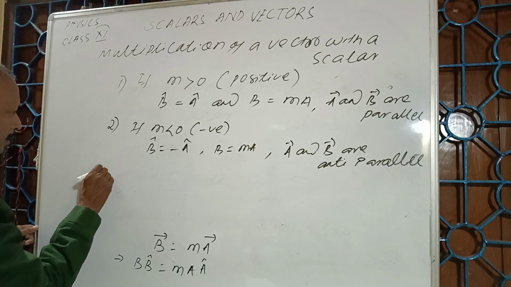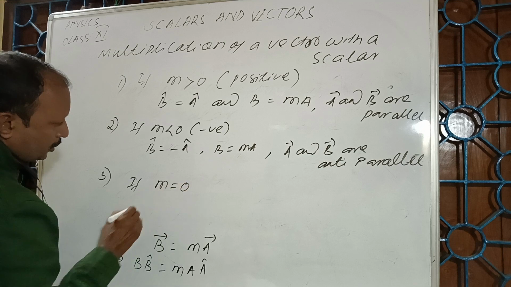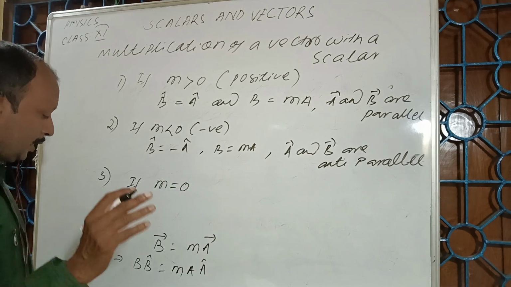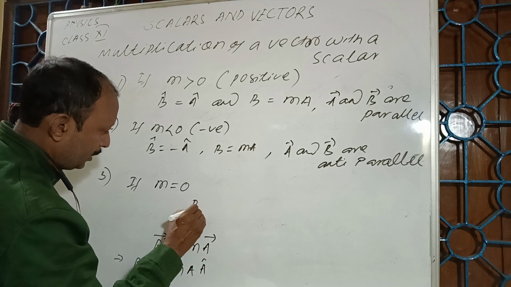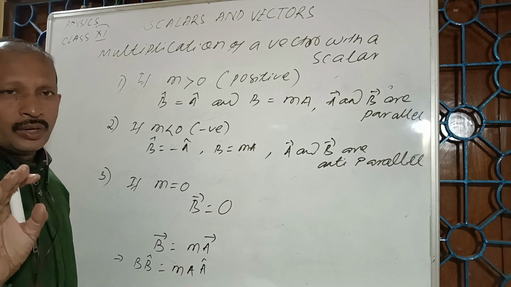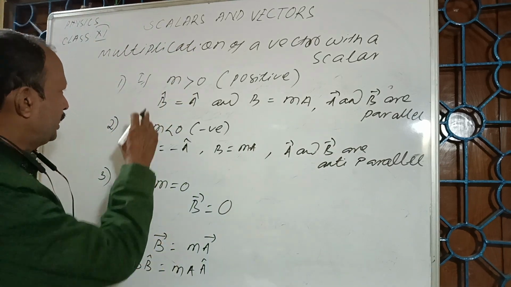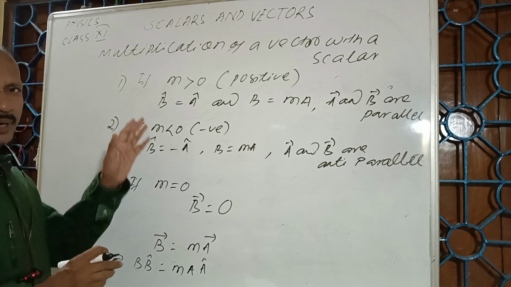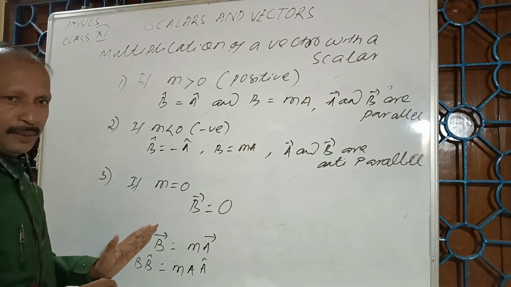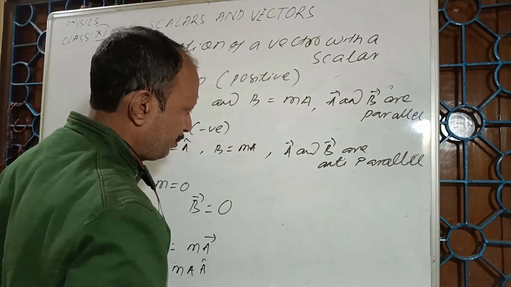Third case, if M equal to 0, that means if the scalar is 0, then the vector B will be absolutely 0. So this is the case, 3 cases. The scalar may be positive, it may be negative, or it may be 0. How to represent it diagrammatically?